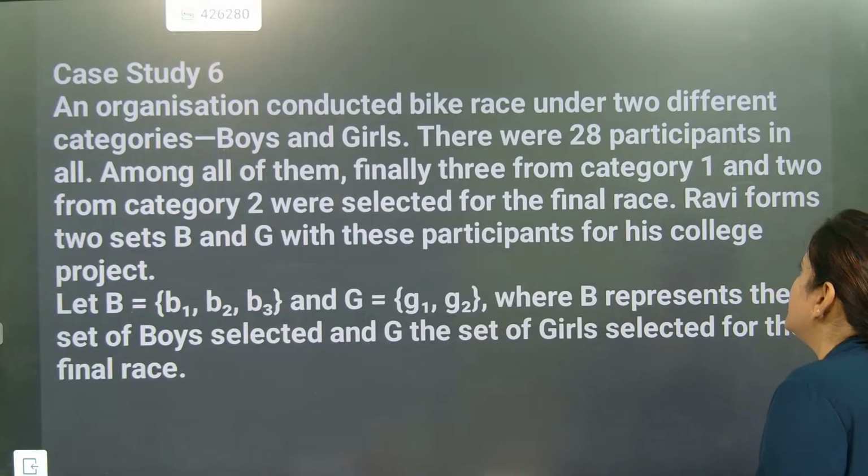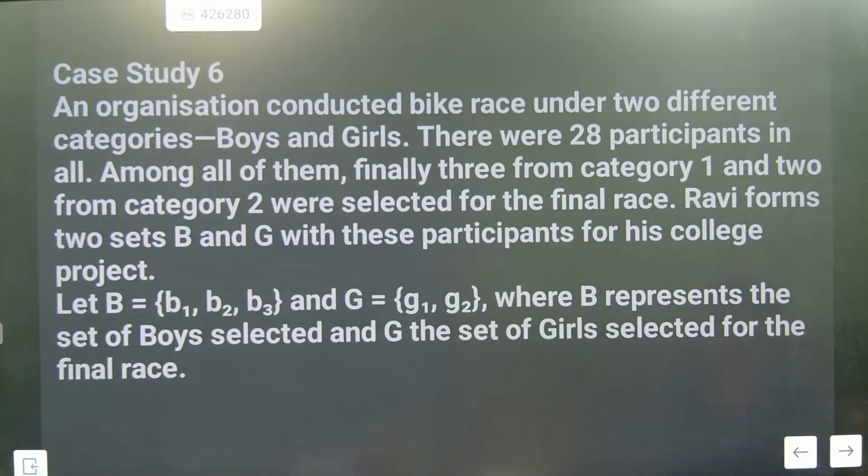The organization conducted a bike race under two different categories, boys and girls. So boys are category 1, girls are category 2. Total 28 participants were there. Finally, three from category 1 and two from category 2 were selected. That means three boys and two girls were selected for the final race.